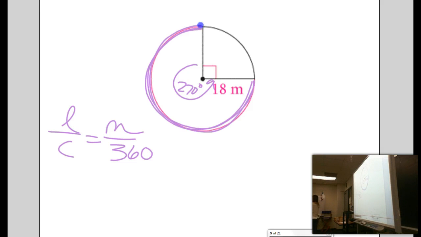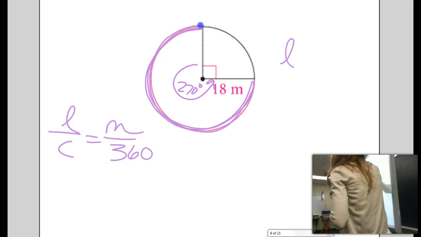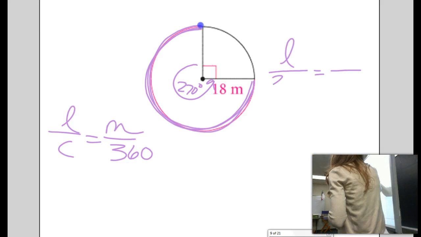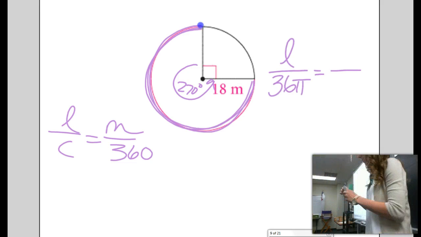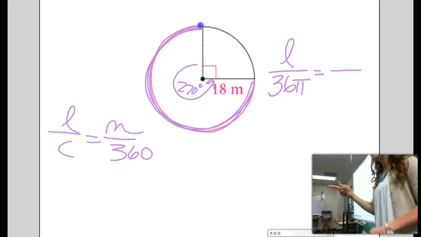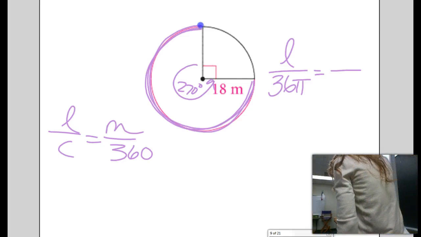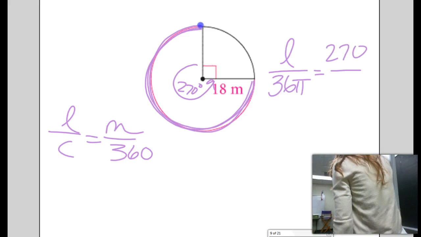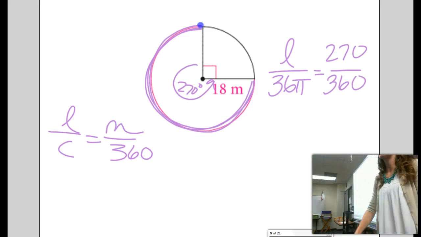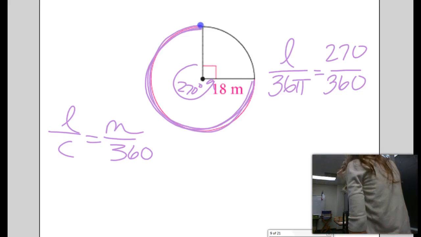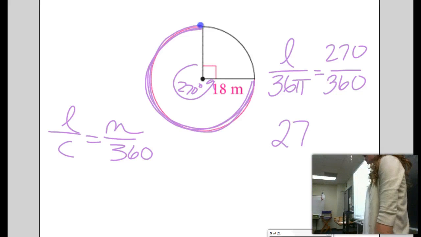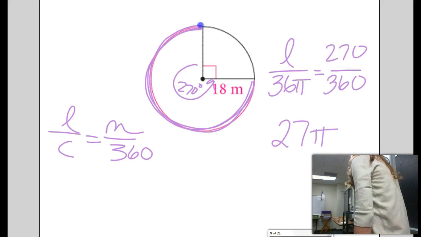Don't use 90. 90 is not the angle opening up to that purple arc. Very good. Naja, what was the circumference? 36 pi. Find the missing angle, because you have to have the angle that goes with the arc. 270, that's 360 minus 90. So 270, and then we always put 360 there. We cross multiply, final answer was? Pi. Gotta put pi. No pi, no credit.